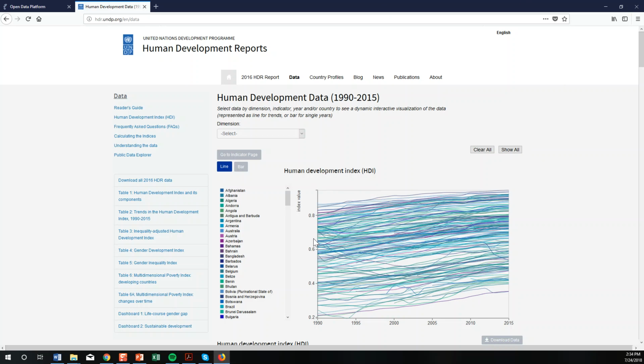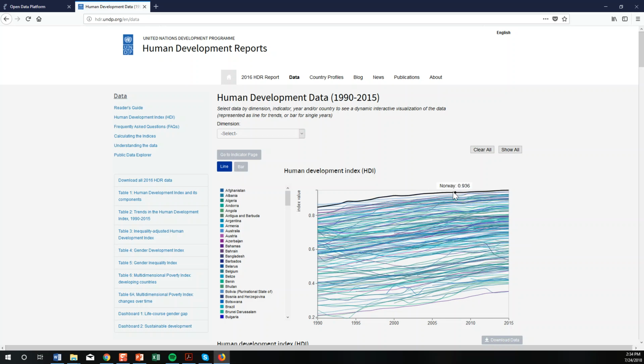When you come to this page, it's going to look like this. All of these lines equal a country. Generally speaking, you can see globally, human development is on the rise. There are some outliers here where it's shrinking. There's Syria, who suffered a civil war. Their human development index has gone down. But generally speaking, globally, it's going up.